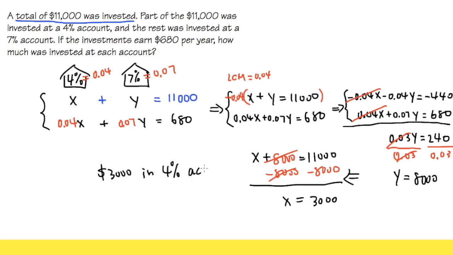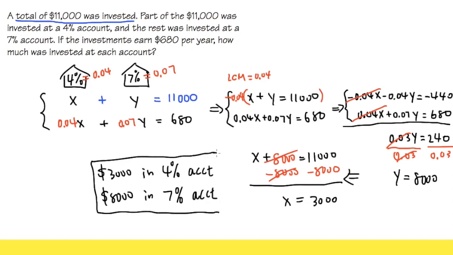And once again, ACCT stands for account. And for the $8,000, that's the amount of money that we put in the 7% account. So we have $8,000 in the 7% account. Okay, this is how we will present our answer.